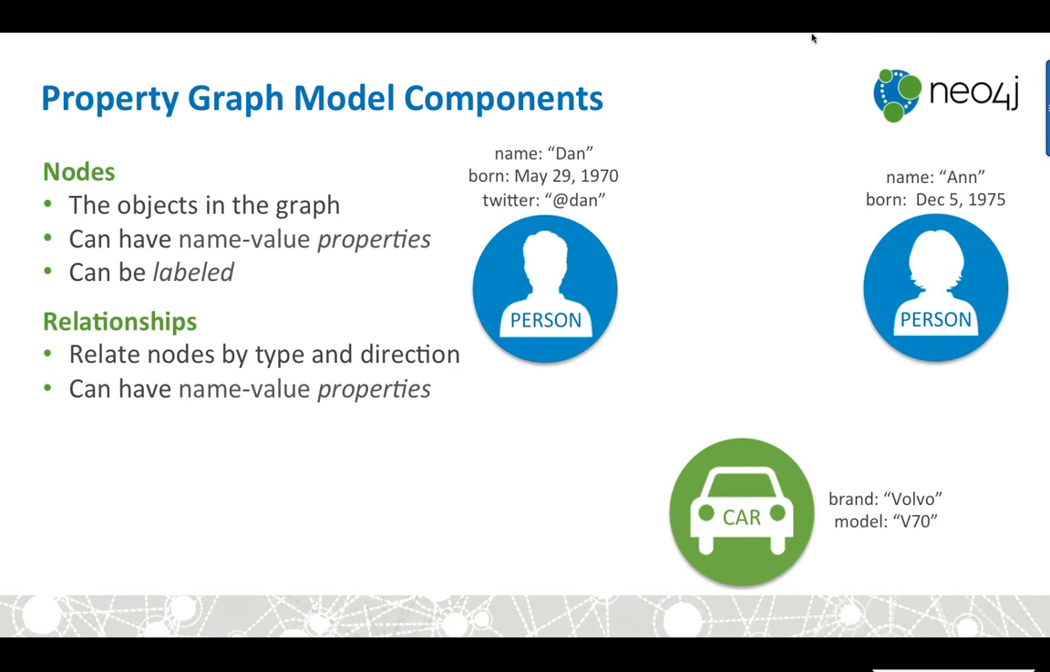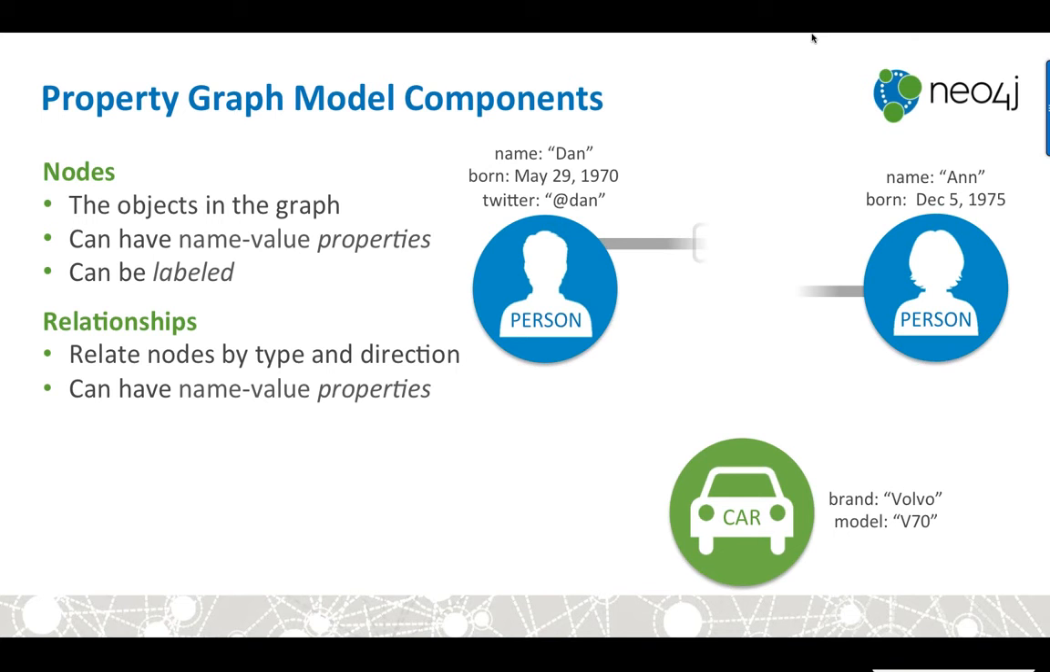So the property graph model looks something like this. We have nodes, and then what I just popped up here are the properties on those nodes. In this case, we have two person nodes. They have properties name, Dan and Anne on the right-hand side, and then they have the date of birth for both of these person nodes. And then they have a Twitter handle for Dan in particular.